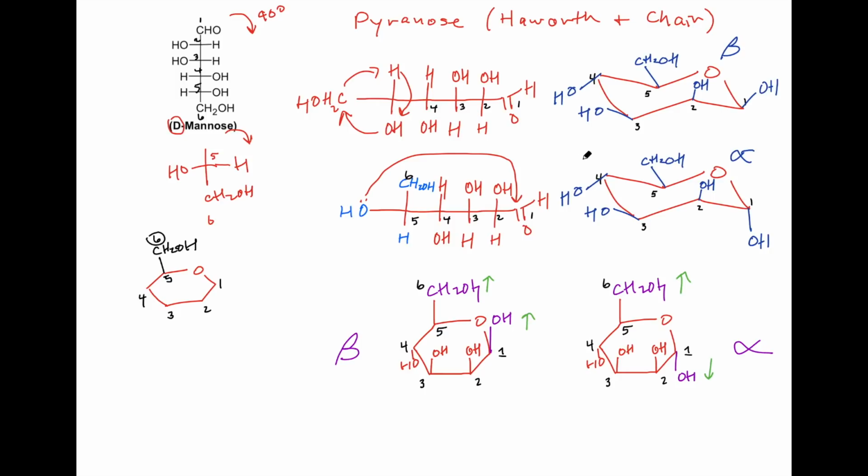So that's basically all you have to do to change between the Fischer form into the Haworth and then into the chair. So you can interconvert between all of these forms because this is a reducing sugar, because it forms a hemiacetal.